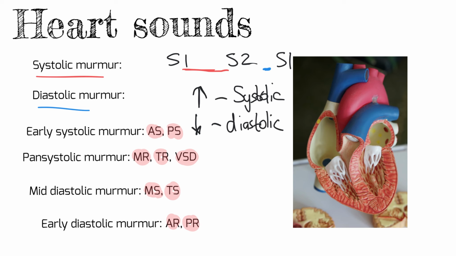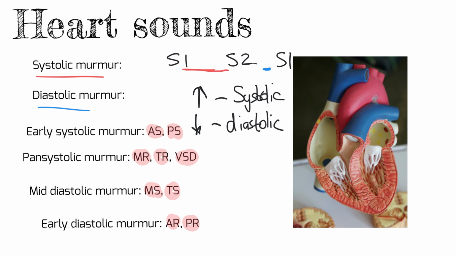So for example, with aortic stenosis, we know that the aorta is stenosed. The blood is going up, and there's a narrowing of the aortic artery. Because the blood is going up, it's going to be a systolic murmur. And the same with pulmonary stenosis. The pulmonary artery is narrowed, blood is going up across the pulmonary artery, and therefore that's going to be a systolic murmur. And then what about the pansystolics?